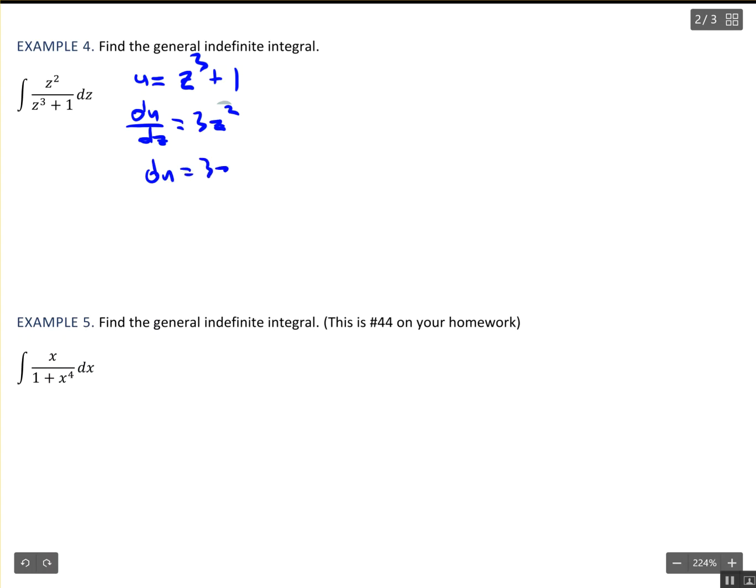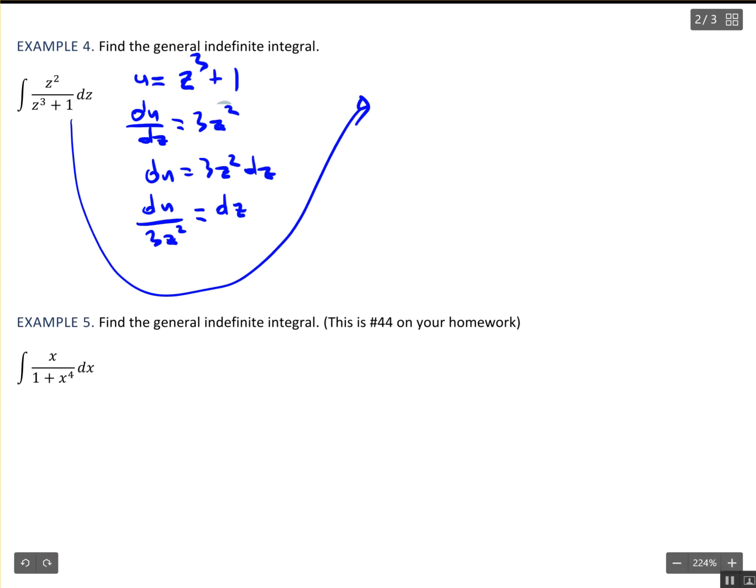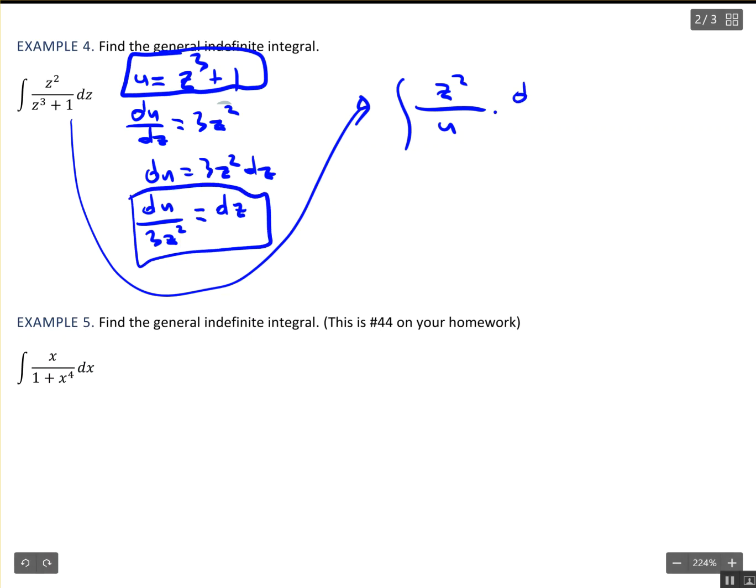Du equals 3z squared dz. If I solve this for dz, I get du over 3z squared. Now let's substitute. I'm going to have z squared over u, using this right here, and then replace dz by du over 3z squared. The z squareds cancel, so I end up with 1 over 3u du.